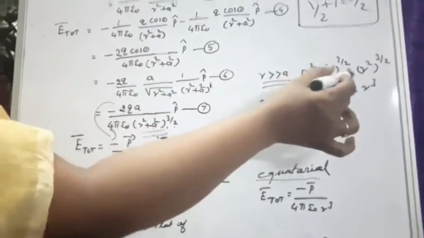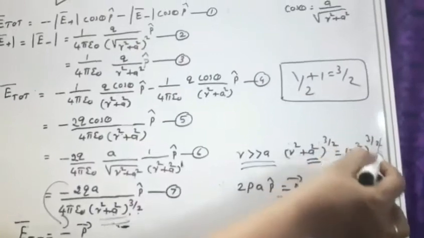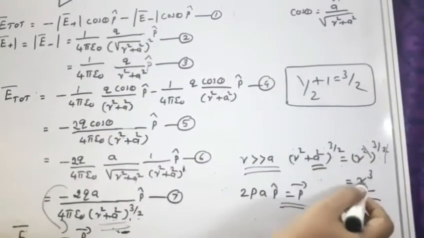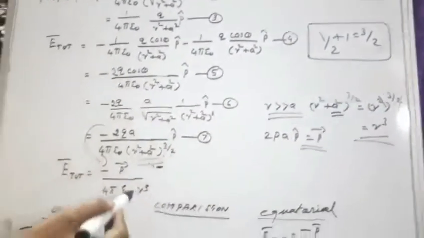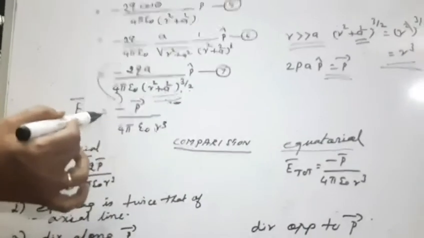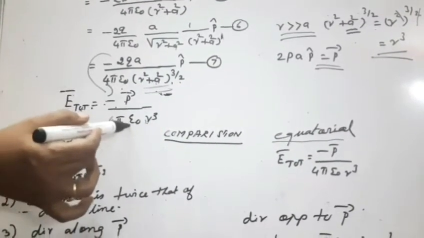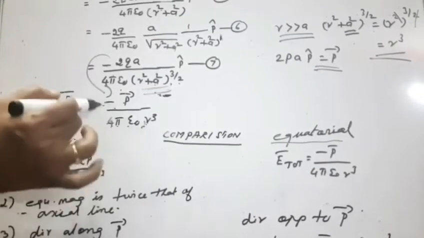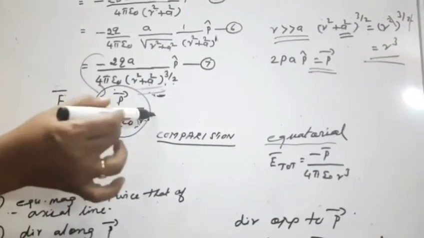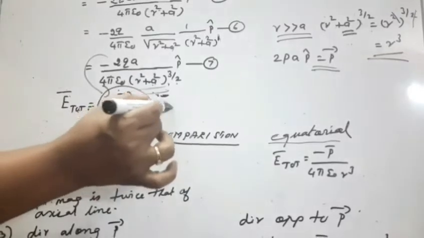Therefore, (r square) whole to the power of 3 by 2, the 2 cancels. We can approximately take r cube. So E total vector equals minus p vector divided by 4 pi epsilon naught r cube. So this is the value of the electric field for the equatorial plane.